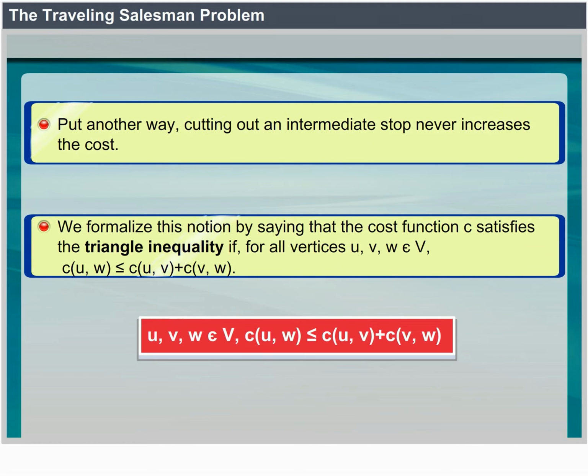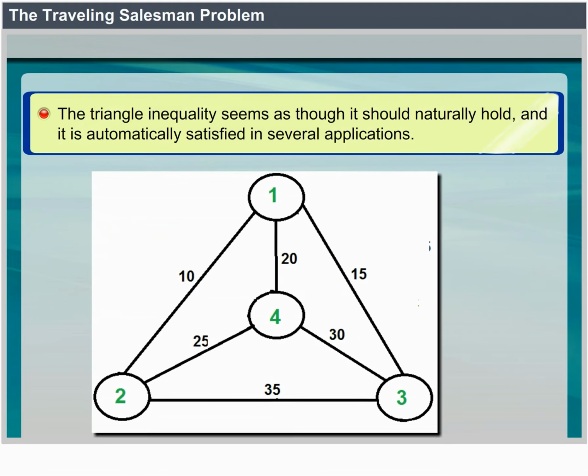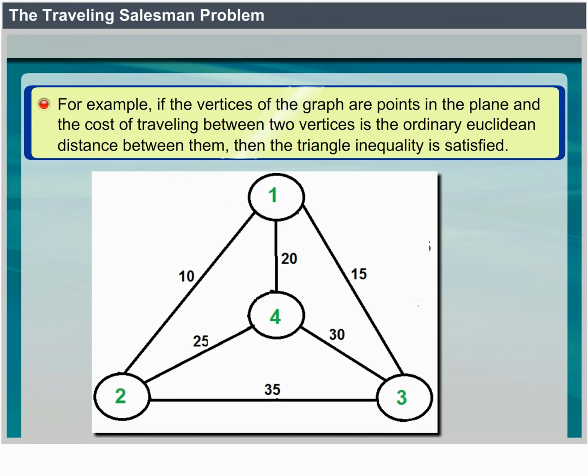The triangle inequality seems as though it should naturally hold, and it is automatically satisfied in several applications. For example, if the vertices of the graph are points in the plane and the cost of traveling between two vertices is the ordinary Euclidean distance between them, then the triangle inequality is satisfied.